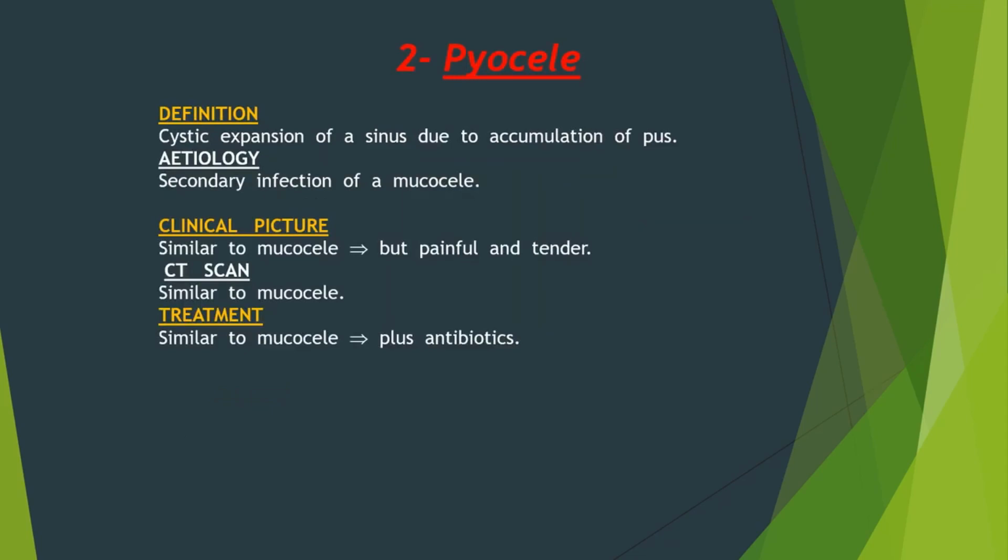Biocele. Biocele is cystic expansion of the sinus due to accumulation of pus, which happens as a secondary infection of a mucocele. The clinical picture is the same, but it's painful and tender, and the investigations are similar, and treatment is the same as mucocele, but with antibiotics.